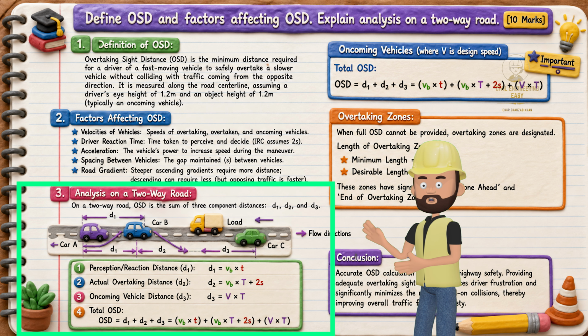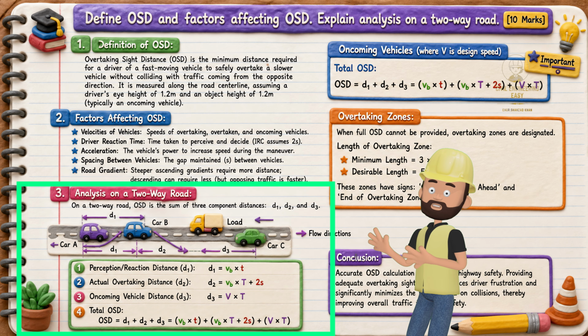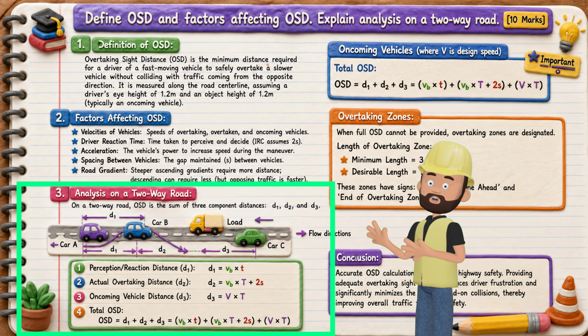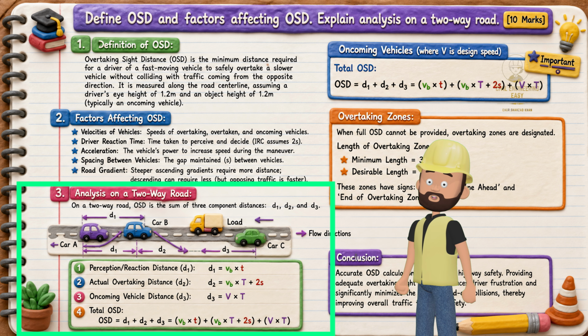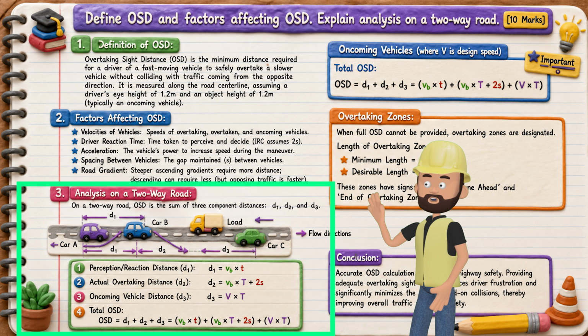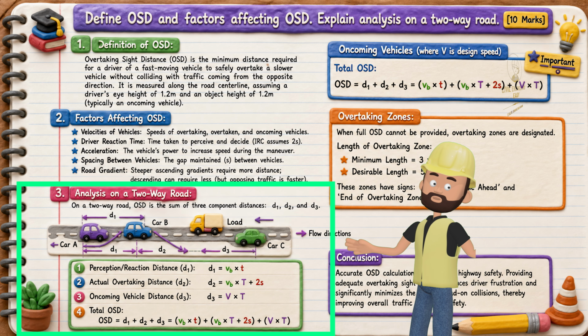Component 1, perception and reaction distance, D1. This is the distance the overtaking vehicle travels during the driver's reaction time before beginning the actual overtaking maneuver. It's calculated as D1 equals VB multiplied by T, where VB is the velocity of the overtaking vehicle and T is the reaction time.